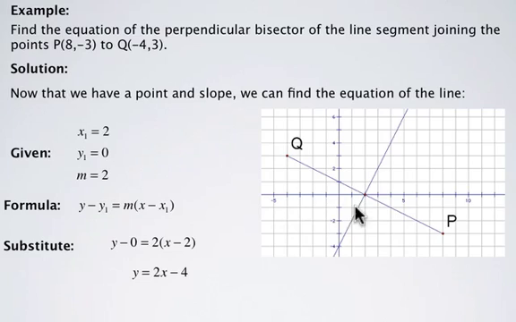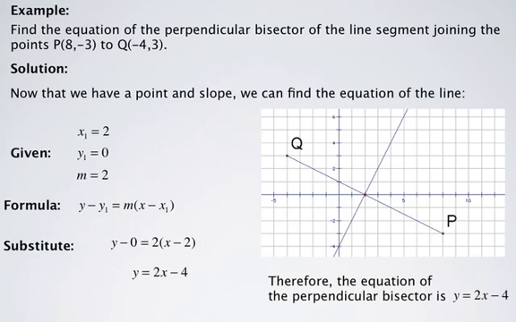Now, if you look at the graph here, you can see that the line passes through the point -4 on the y-axis. I've actually drawn this using Geometry Sketchpad, and this perpendicular bisector is passing through the midpoint of line segment PQ and has a slope that is the negative reciprocal of the slope of PQ. So therefore, the equation of the perpendicular bisector is y equals 2x minus 4.